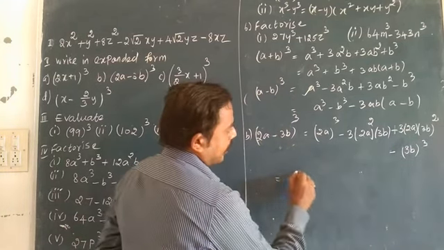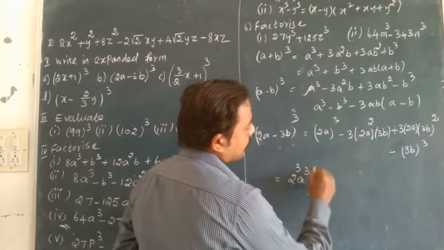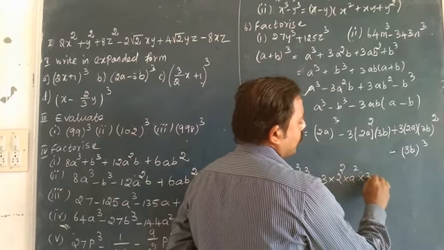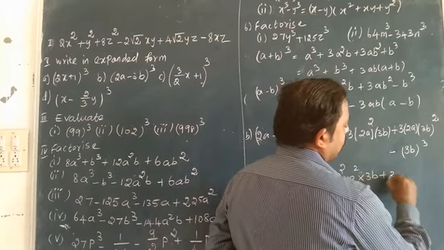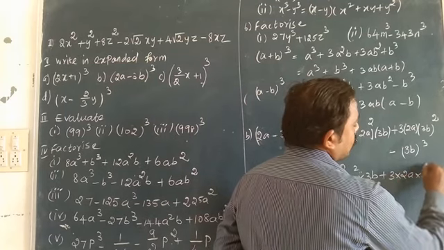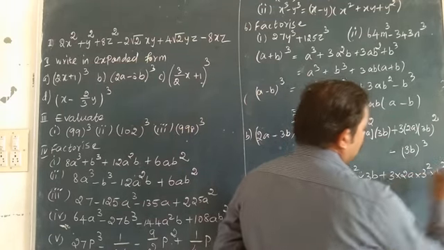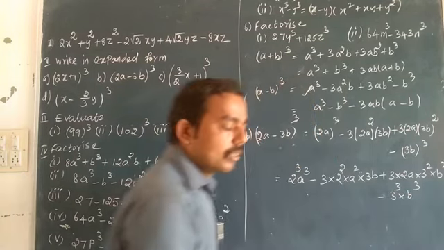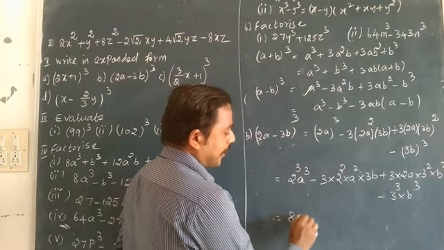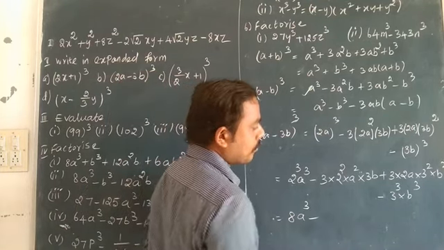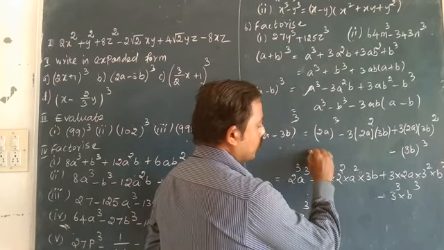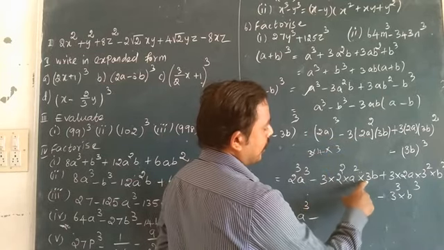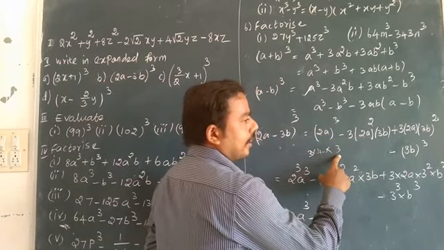Now we can write this as 2 power 3 a power 3 minus 3 into 2 squared into a squared into 3b, plus 3 into 2a into 3 squared into b squared, minus 3 power 3 into b power 3. So 2 power 3 value is 8, so 8a power 3 minus, here 2 squared value is 4, so 3 into 4 into the other number 3. 3 threes are 9, 9 fours are 36.